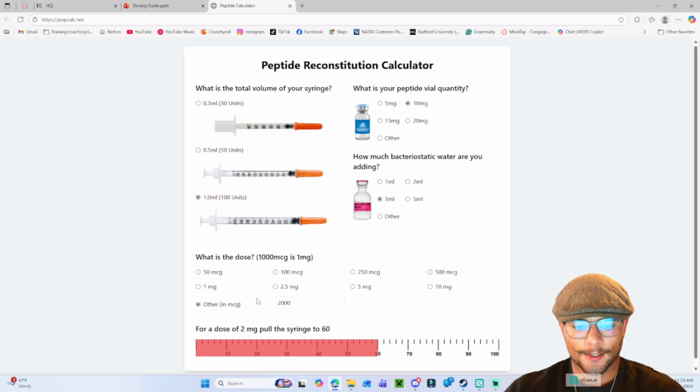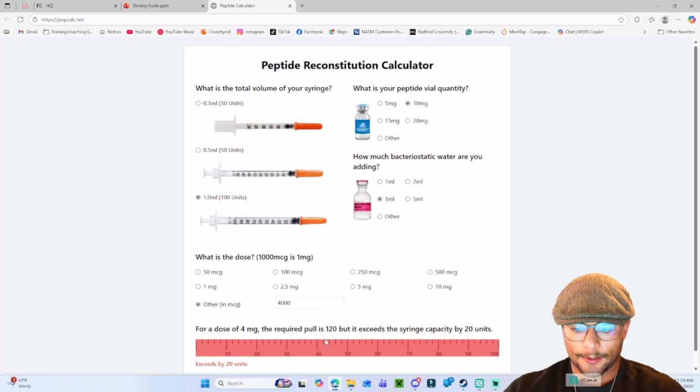mark. Now, let's say that you want 4. It is exceeded. So this means that you would have to inject twice a week or inject twice in one day. This is 120. So what you'd have to do is just divide it by 2 and you get 60. So you can inject 60 units twice a week, or just do the 120, just do 2 60 unit injections.